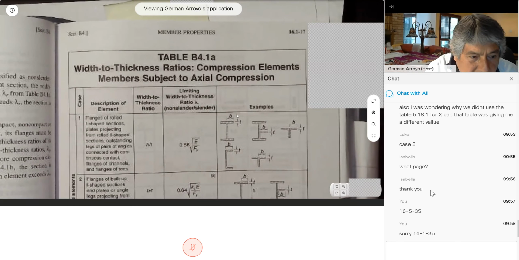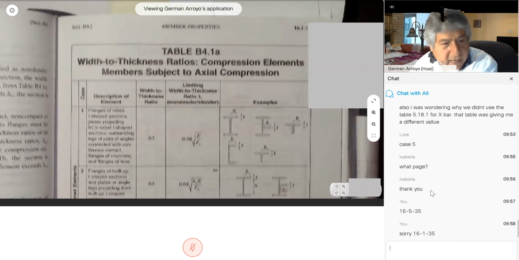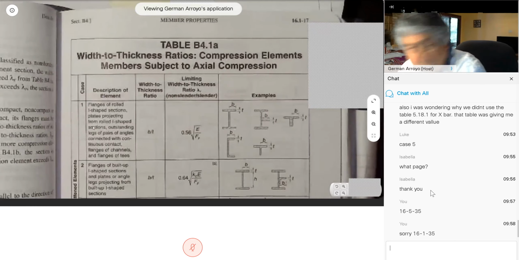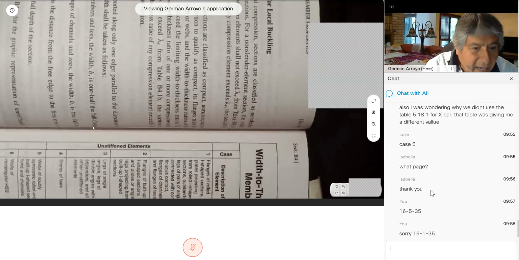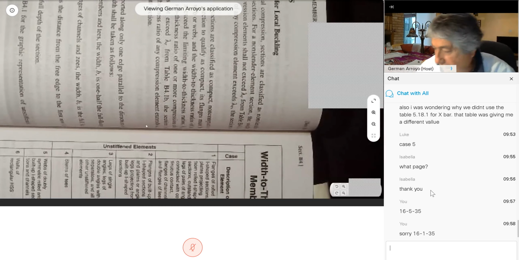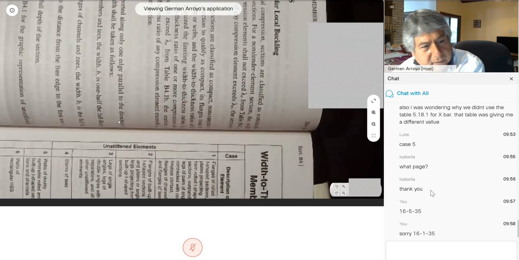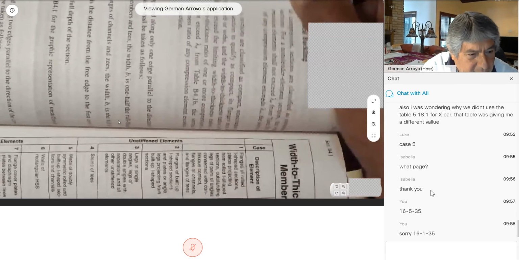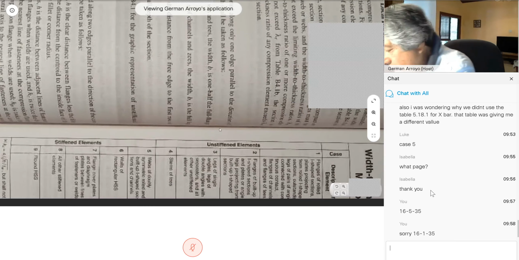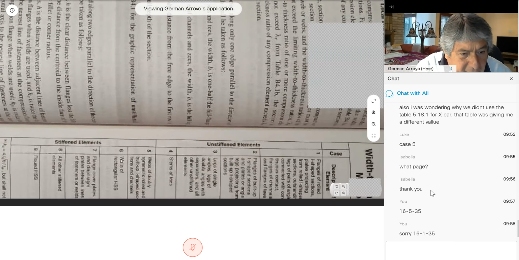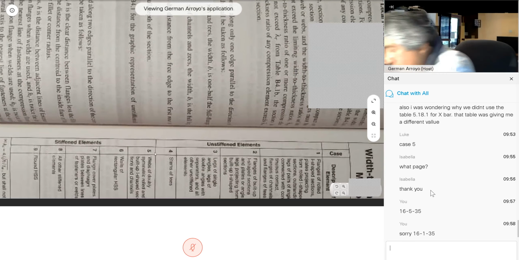But this is a very interesting table. If you look at this side of the table, there is a stiffened element, and the other one says unstiffened element. Unstiffened are the flanges, stiffened are the web. And there is a line in here for the flanges, case 1, 2, 3, or 4. For the web, 5, 6, 7, 8, or 9.